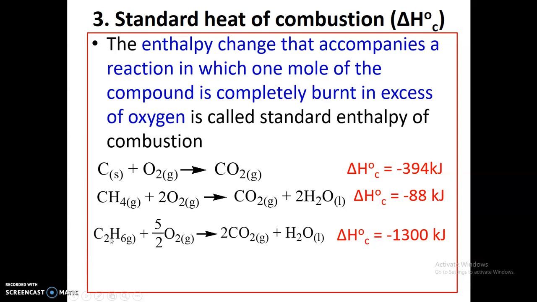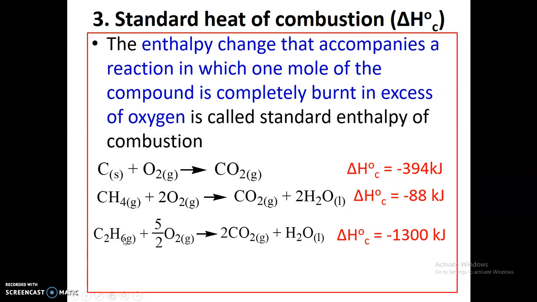Similarly, when 1 mole of ethane is burnt in excess of oxygen to get carbon dioxide and water, the heat evolved or enthalpy of combustion for this reaction is minus 1300 kilojoule.